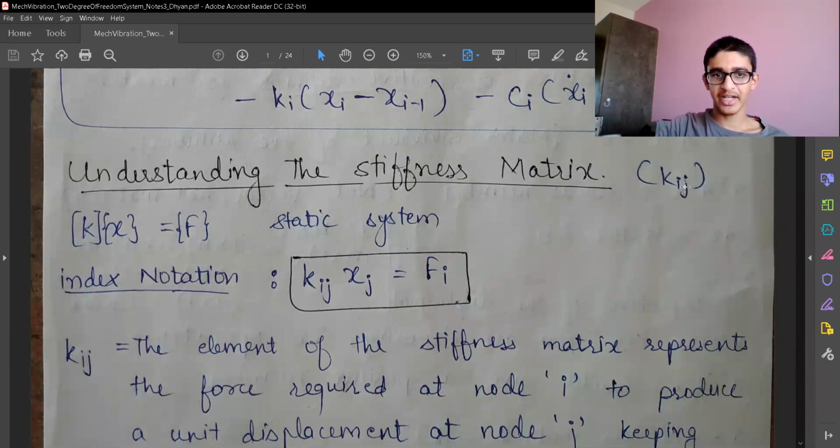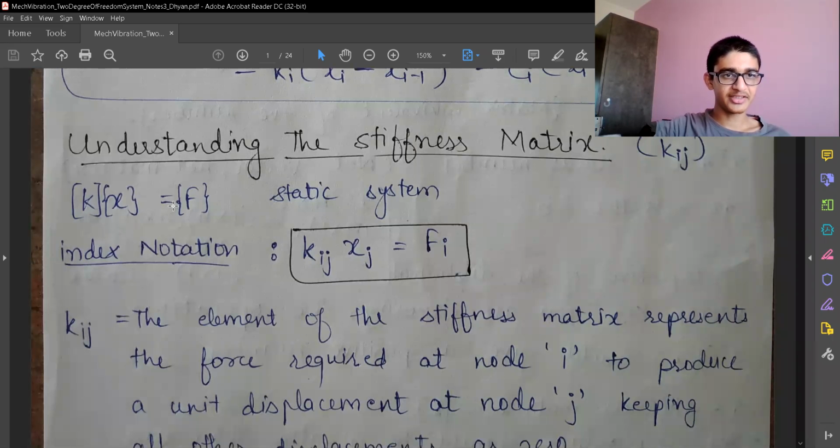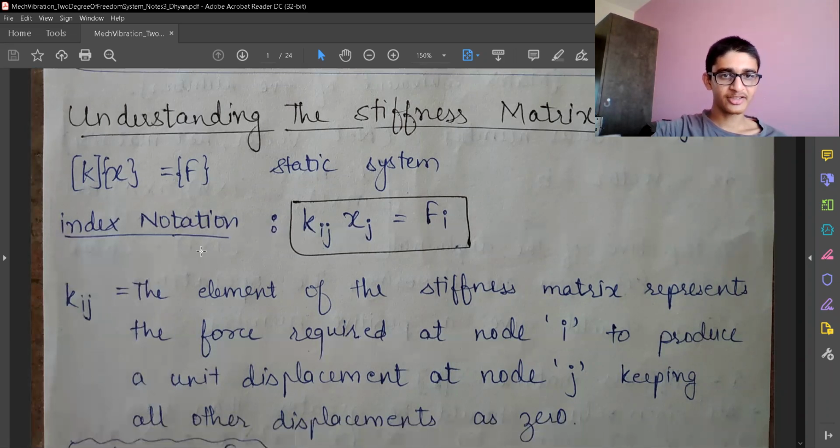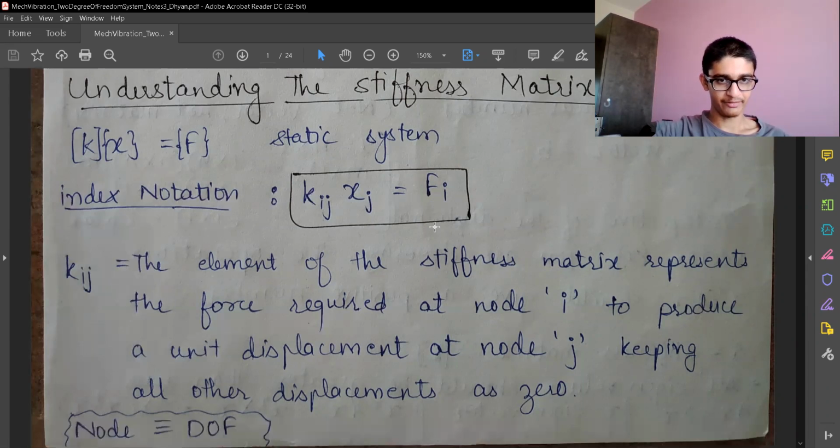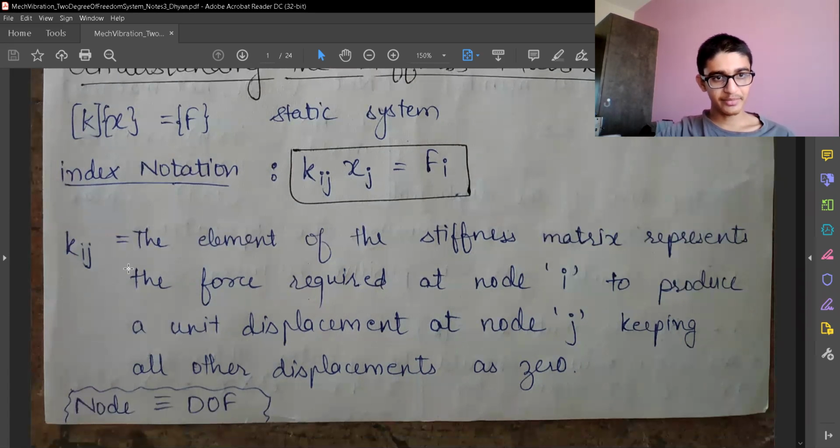The elements are called Kij, and the stiffness matrix is Kx equal to the force in the static system. So the force is equated to the spring force Kx. In index notation, we'll indicate it as Kij into Xj is equal to Fi. In words, Kij, the element of the stiffness matrix, represents the force required at node i to produce a unit displacement at node j. So Xj is 1, keeping all other displacements as 0. That is the value of that force.